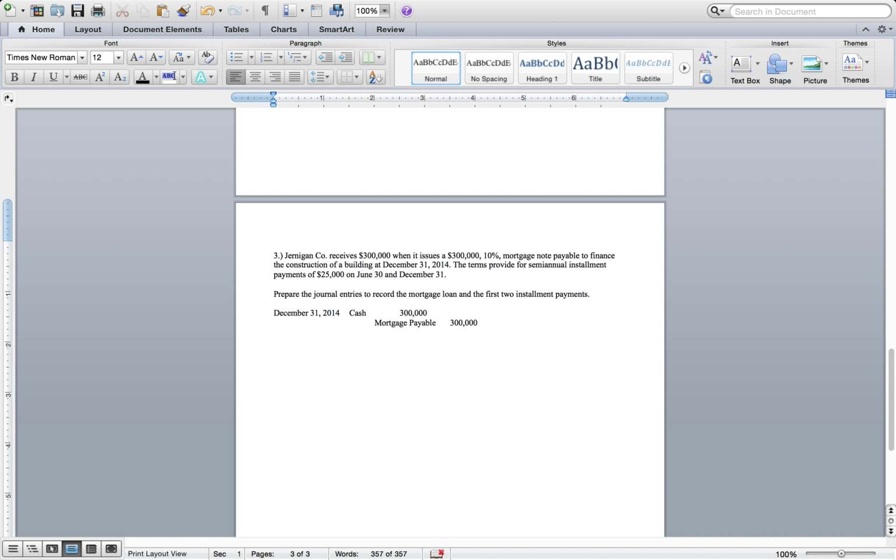Now the next 2 will be for the payments. So the first, because of semi-annual payments, the first payment will be at June 30th, 2015. Okay, now remember, this payment, you're going to have interest and principal in it. Okay, so start off by debiting interest expense. Now, let's see how much interest expense is going to be in there.